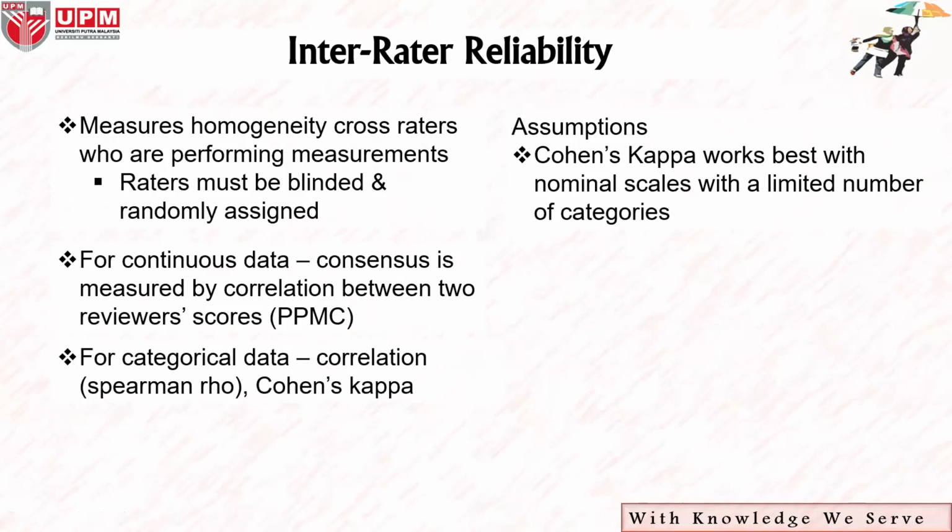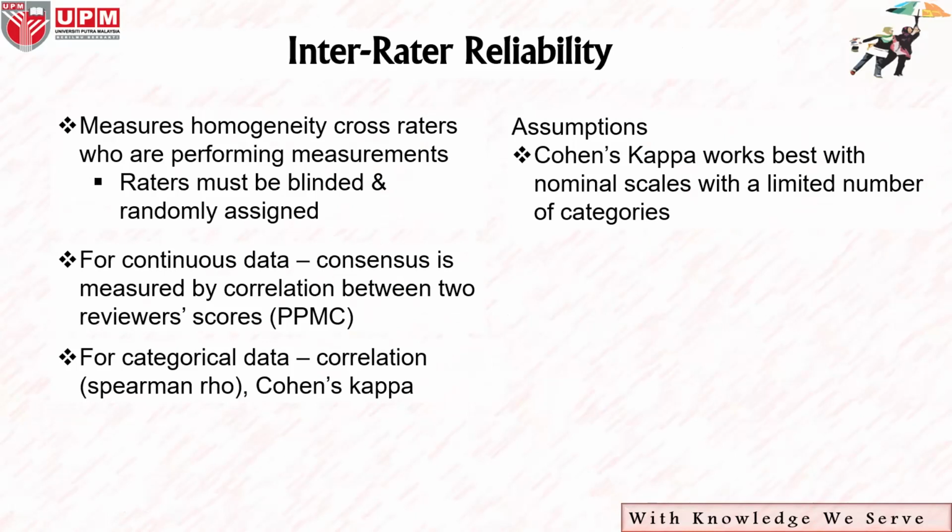Next one, inter-rater reliability. Did I already answer that earlier? I already answered, right? It is applicable for unidimensional and multidimensional items. Okay, inter-rater reliability measures homogeneity across raters who are performing the measurement. Across raters, those raters must be blinded and randomly assigned.